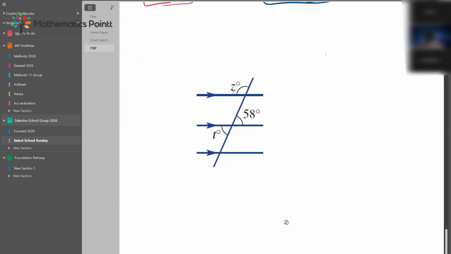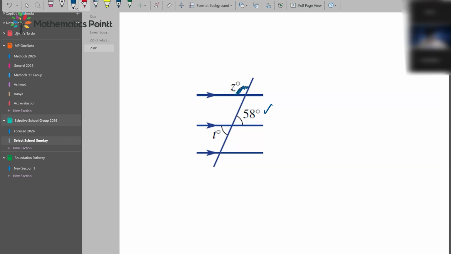Yes, they are both 58 degrees. You're right. Why? Can someone tell me on the chat now? Please type on the chat what relationship Z has with 58 degrees here. What relationship is that? Any relationship by any chance?